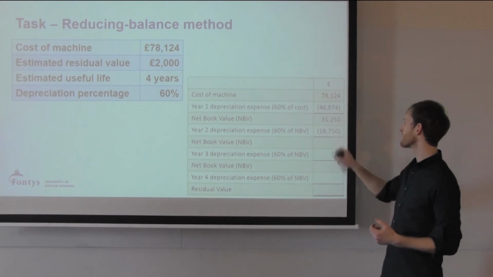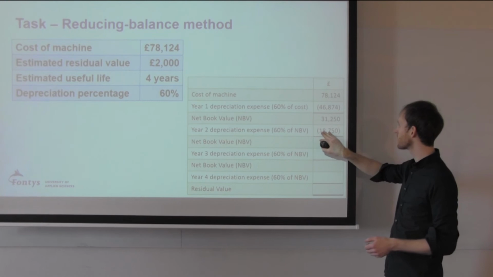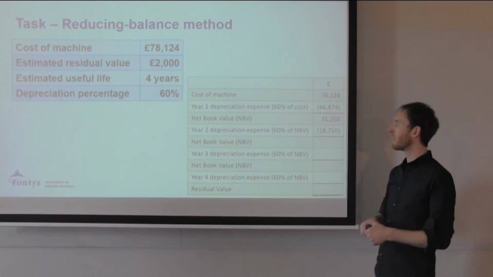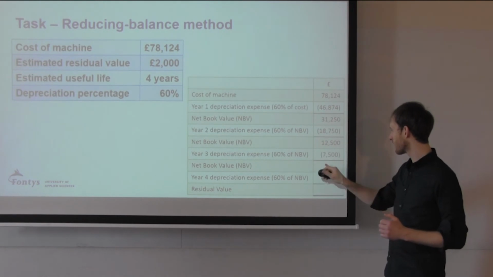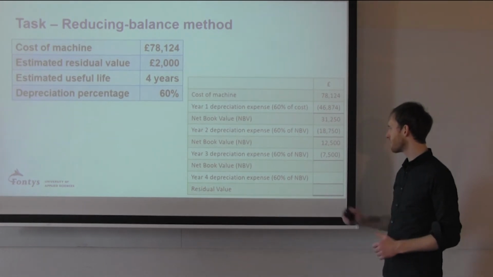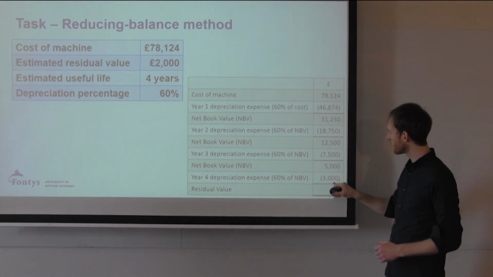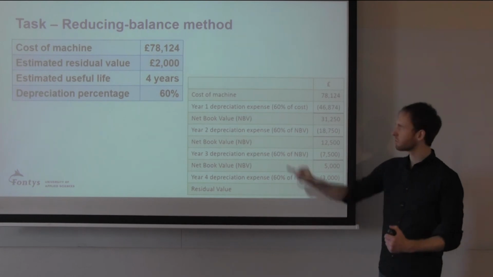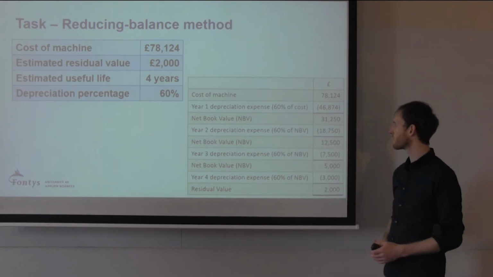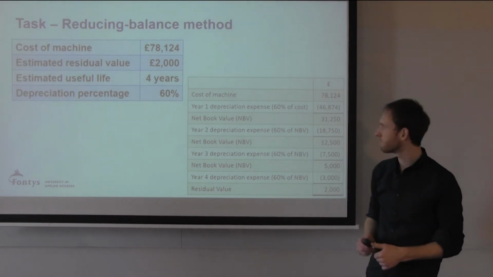So this is 18,750. And if we take the net book value minus the new depreciation, we get the net book value after 2 years, which is 12,500. We go on like this. Third year is 7,500, net book value is 5,000. Year 4, depreciation is 3,000, and then we get to 2,000 finally, which is the residual value that you can see also over there. So it's simply 60% always of the net book value.